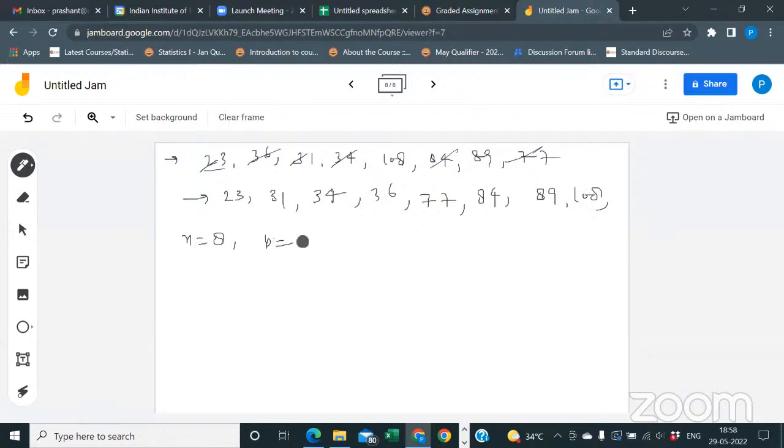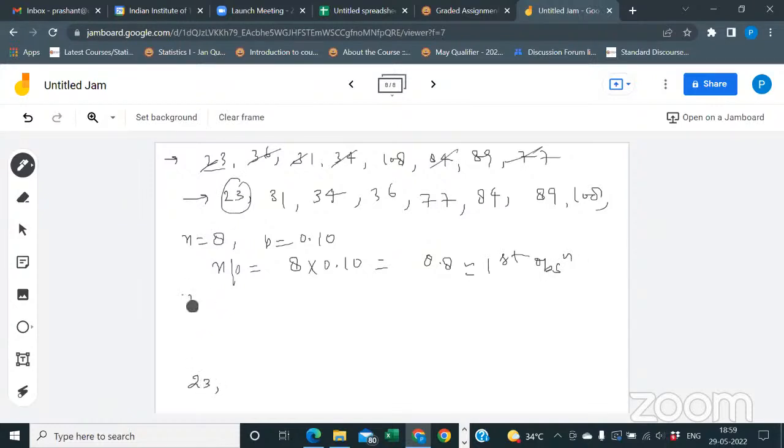And you are assuming the 10th percentile. What will be the value of np? 8 into 0.10, that means 0.8. So 0.8 means 1, the first observation. 23. That means 23. Yes.